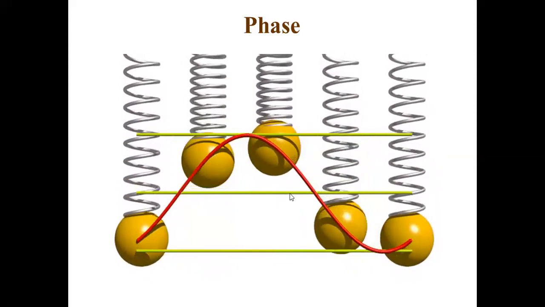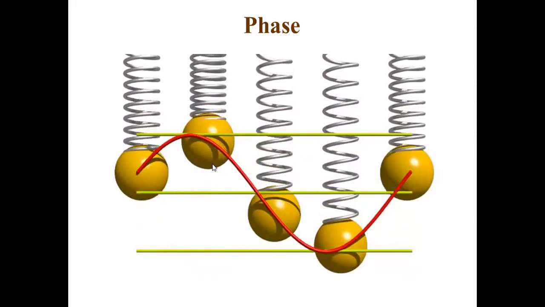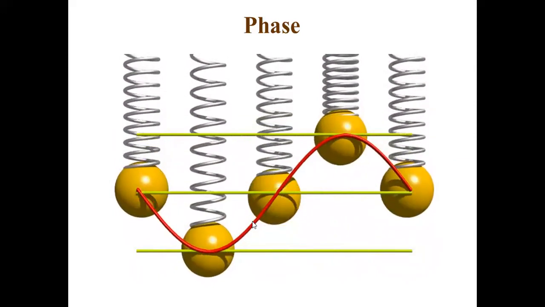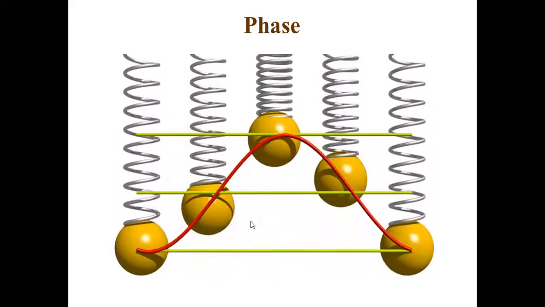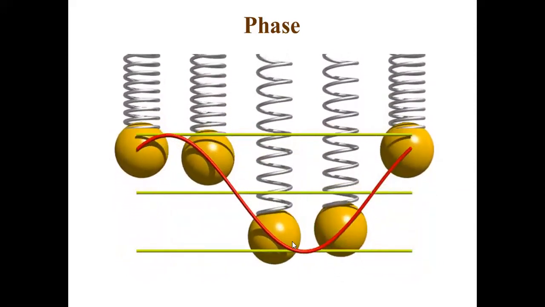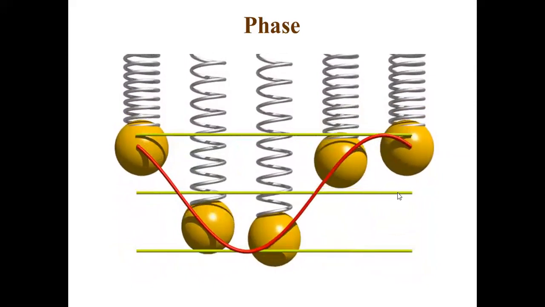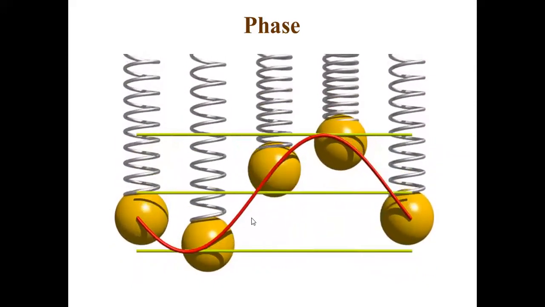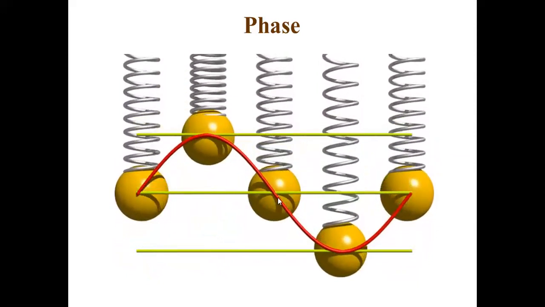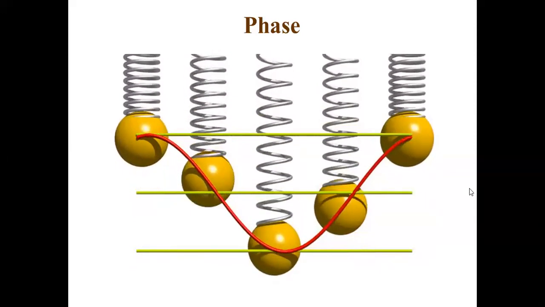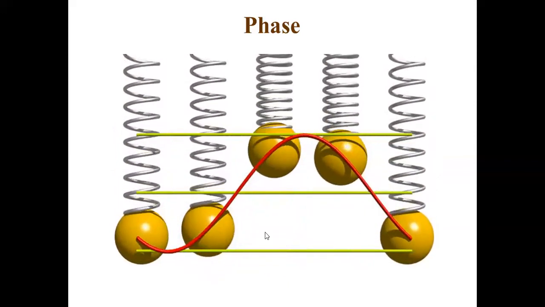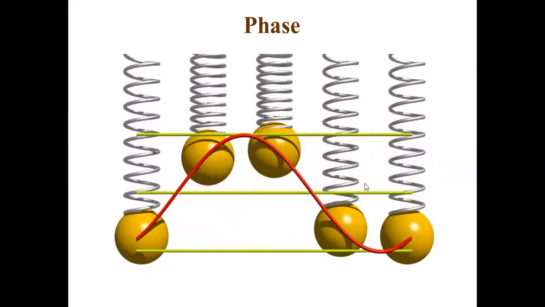Neighboring molecules are always neighboring in the sense of being at a distance of lambda by 4. They have a phase difference of pi by 2, 90 degrees. Try to understand how the molecules are. Exactly opposite phase: first and third, third and fifth, second and fourth. When one is at maximum, another is at minimum.